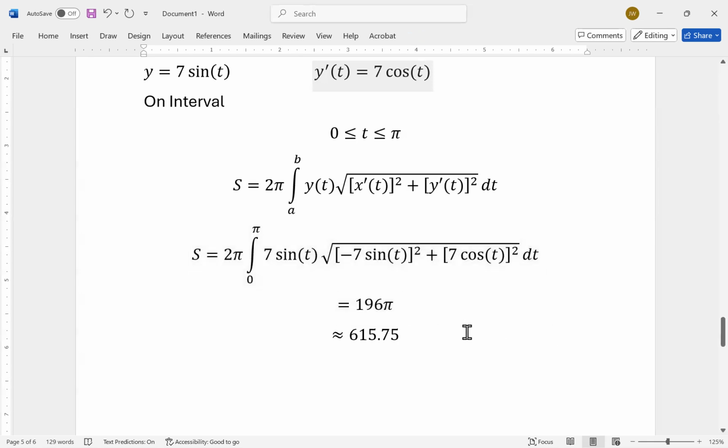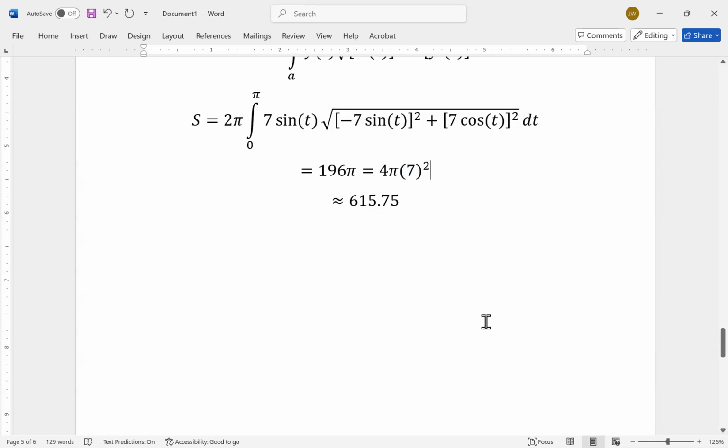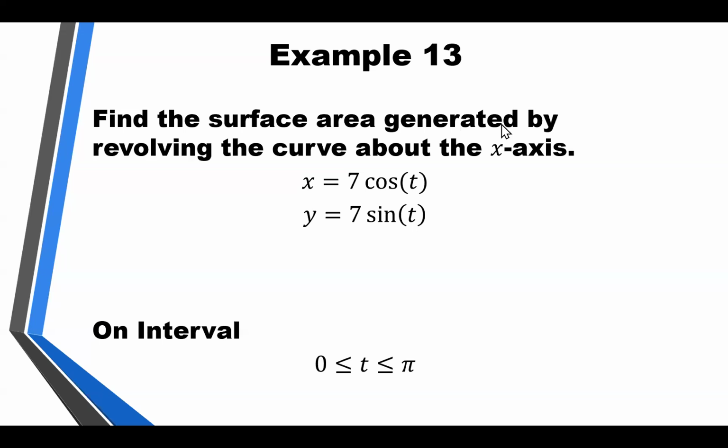So that's an interesting one. We have a nice formula for the surface area of a sphere. Our radius was 7, so it ended up that way. It always makes me feel good when we calculate the surface area of something that I know the surface area of, and it matches up with what we know the formula should be.